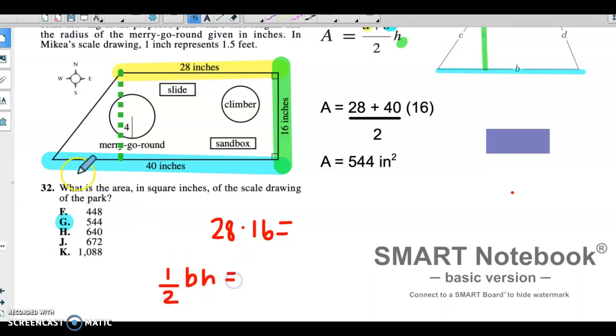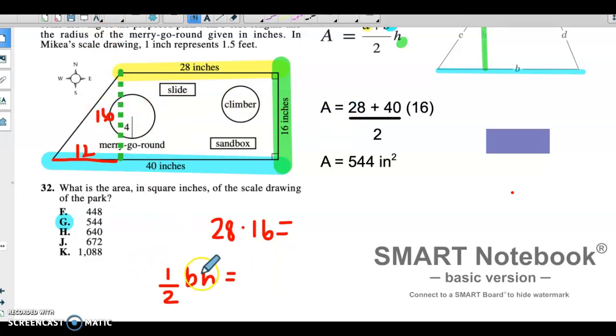So we need to figure out what is the value of this little base here. Well, if this whole entire blue base is 40 inches and the yellow base is 28 inches, to figure out that bottom part of the triangle, we're going to have to do 40 minus 28. And then we would get 12. So we know that the base of the triangle here is 12. And then the height, again, is just going to be 16 because the height of the park is 16.